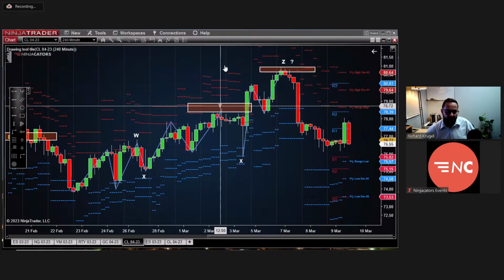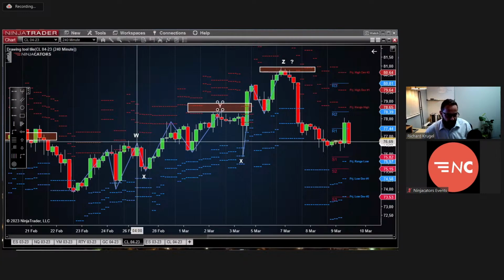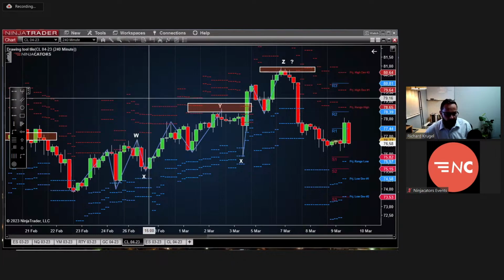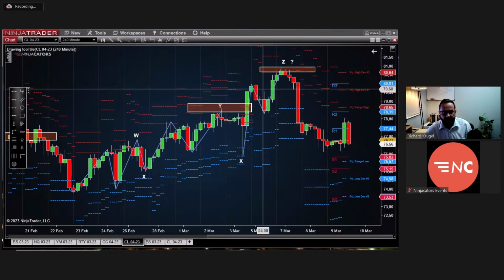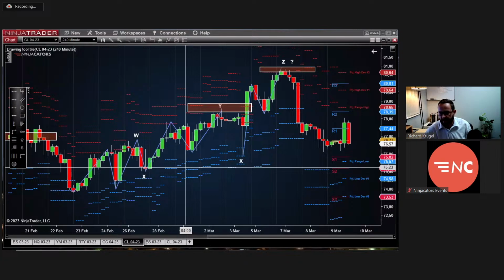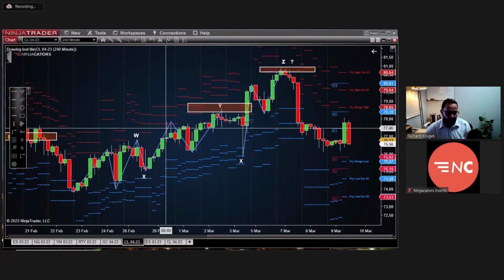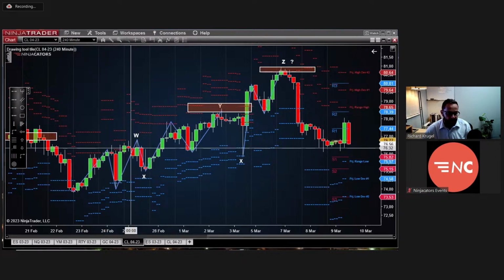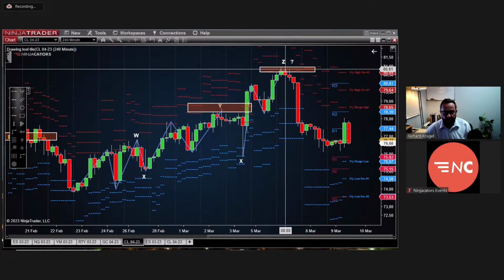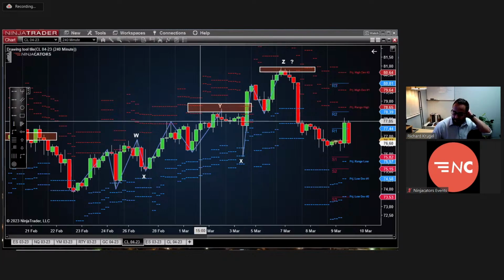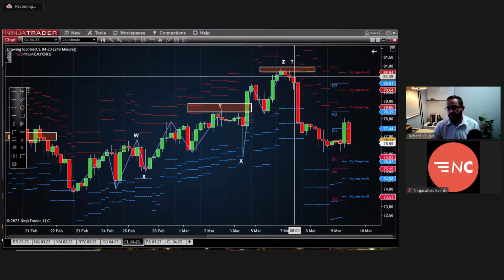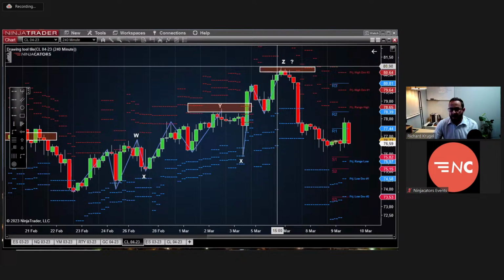Now, this pattern here, and I've actually drawn this in yesterday, is very typical of what we call a WXYXZ pattern, a triple zigzag. Now, very difficult to read. You never know when they're going to appear, but just these beautiful three-wave moves that you've seen. 1, 2, 3, 1, 2, 3, 1, 2, 3. Very typical of a double zigzag, and a double zigzag then turning into a triple zigzag. So I'm thinking that that was potentially the end of this move to the upside.